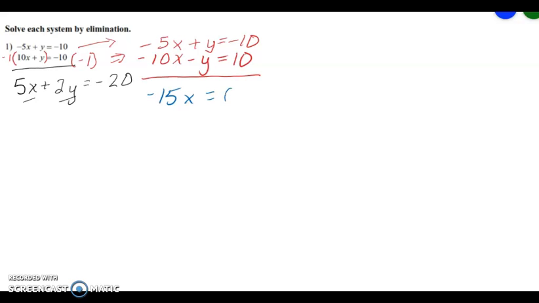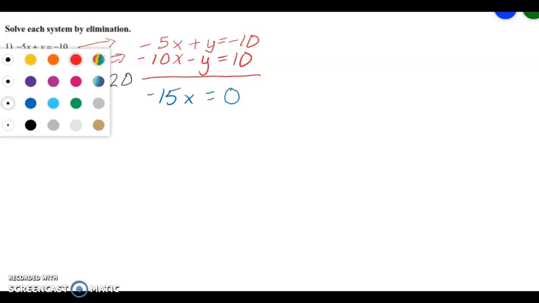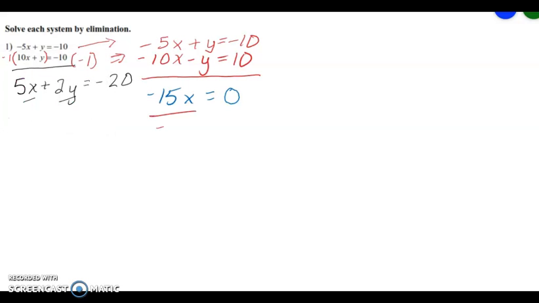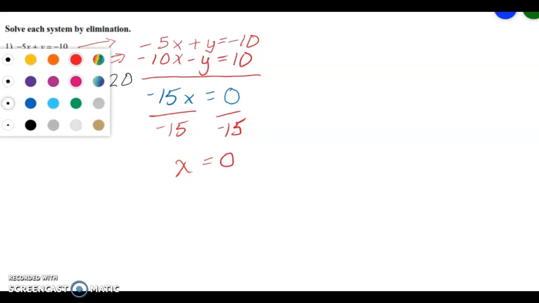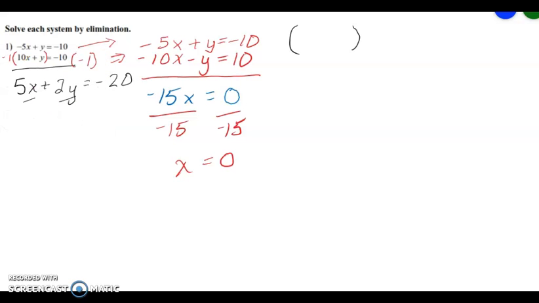Normally we wouldn't write the 0, but we need to write a 0 here because there's nothing else on this side of the equal sign. And now we solve for x. Divide both sides of the equation by negative 15, and we see that x equals 0. The answer for a system of equations is an ordered pair, which is the location on a graph where these two lines cross each other.